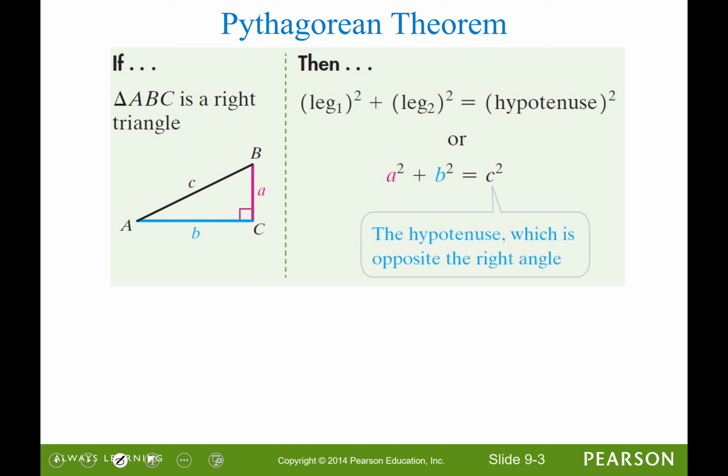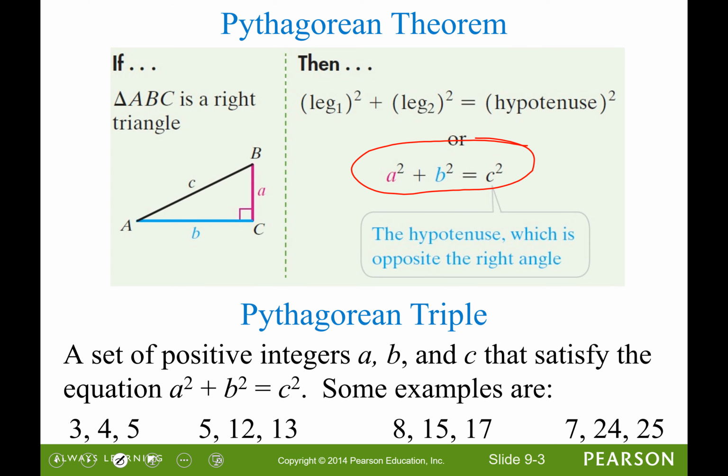And then we can rewrite that equation in terms of lowercase a, b, and c as a squared plus b squared equals c squared. And just make sure that you're summing the lowercase a and b, and c is after the equal sign because it is the hypotenuse. All right.